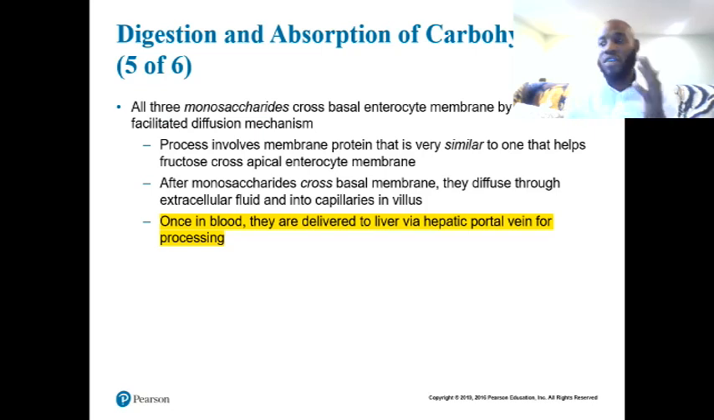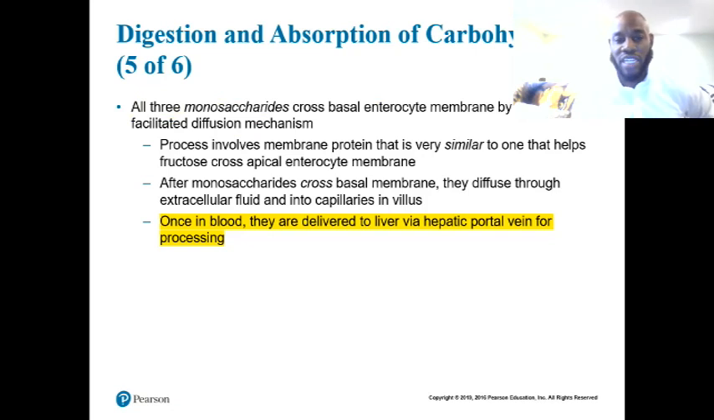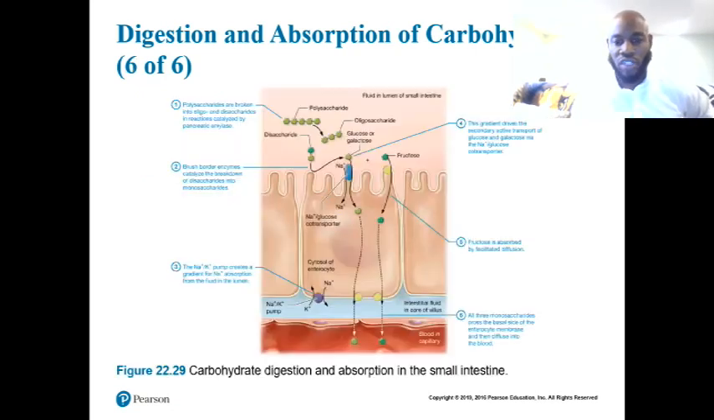So once they pass through the basal side, which is the side closest to the bloodstream, they use a facilitated diffusion mechanism very similar to the one that helps fructose across the apical side. After the monosaccharides cross the basal membrane, they diffuse through the extracellular fluid into the capillaries. That's in your blood. And once they are in the blood, they're delivered to the liver via the hepatic portal vein for processing. I think this is definitely easier to see when we look at it on a diagram.